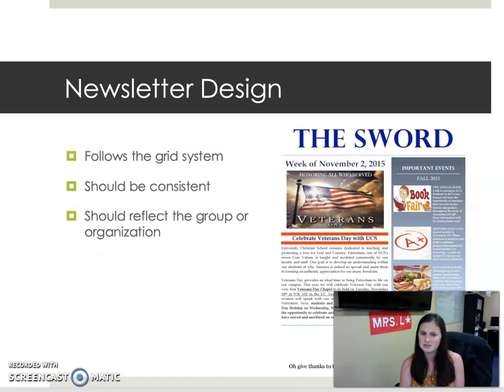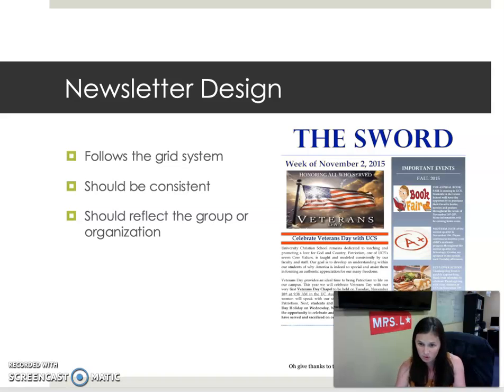Newsletter design is pretty basic. It follows the grid system. We talked about that a little bit with newspapers, so it's going to be within different blocks or components. It should be consistent throughout, so whatever starts on the front should flow throughout. And it should reflect the group or the organization.